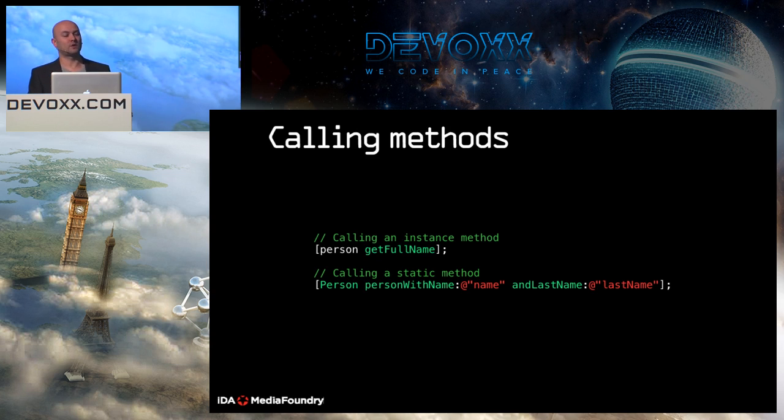So you start with the brackets, and then you mention the object, or the class if it's a static method, on which you want to call the method, and then you do the method name and you pass the parameters in. So brackets, the object in this case, the full name, we want to call the get full name. And here we do the class name because it's the static method. We have again the method name, and in between you put the parameter.